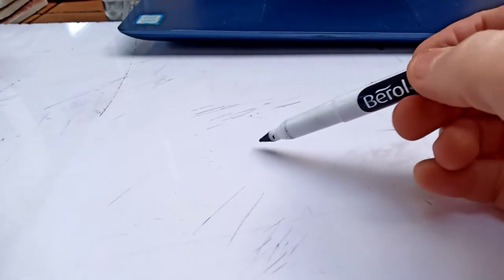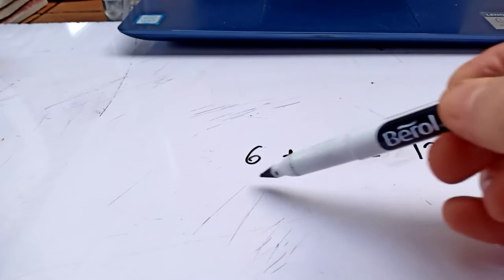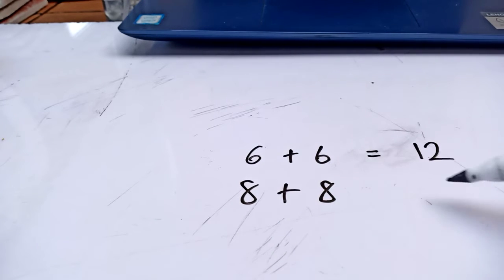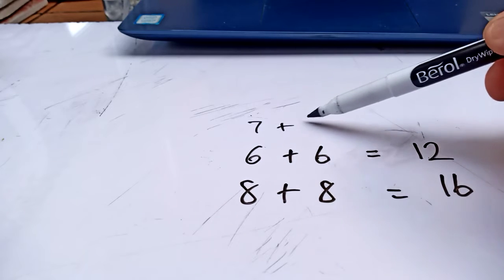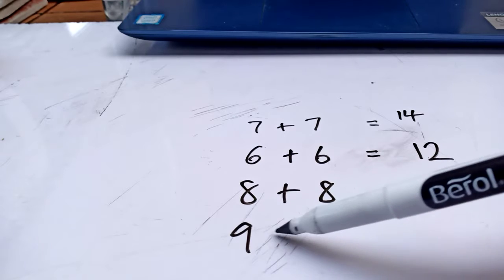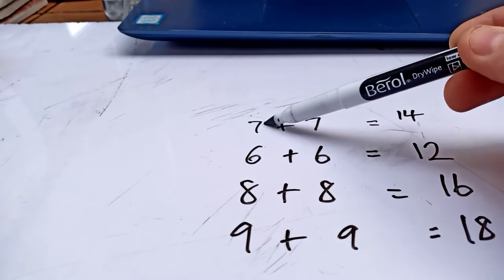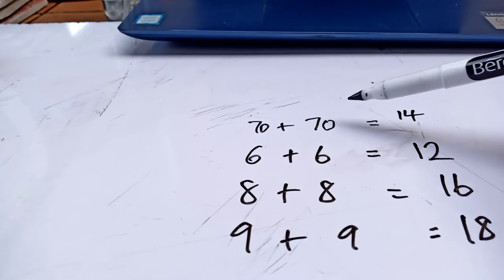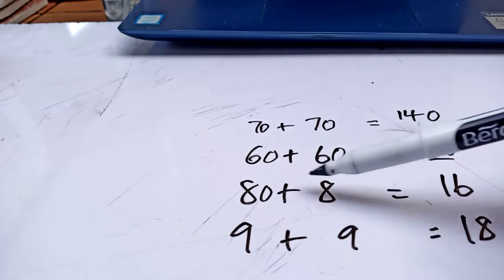Let's just remind ourselves of the doubles. What's 6 add 6? Well done, equals 12. What's 8 add 8? Well done, equals 16. What's 7 add 7? 14, well done. And what's 9 add 9? Fantastic, it's 18. And you know, don't you, that we can play that trick. So we can make it 10 times bigger and use our known facts.